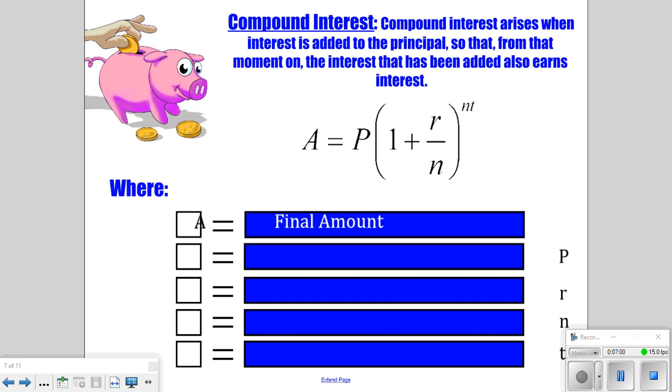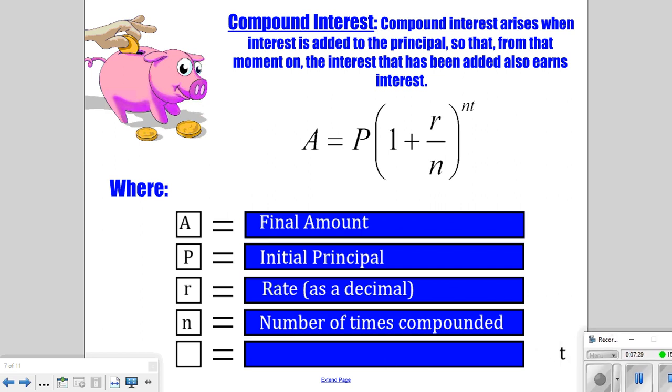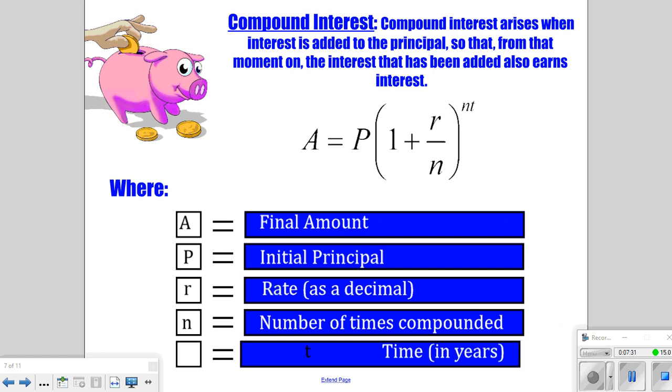Next up, we have the P, which stands for initial principal, the initial amount. The R is still our rate as a decimal. The N is the number of times that something is being compounded. And the T is the number of times in years.